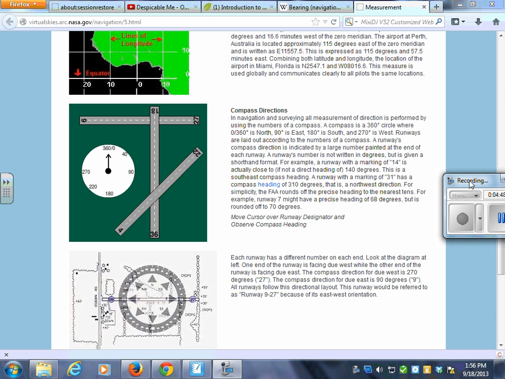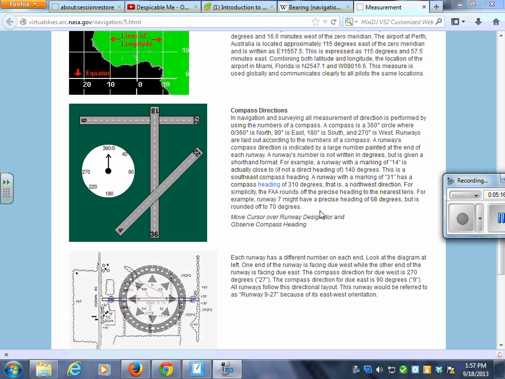For example, a runway with a marking of 14 is actually close to, if not a direct heading of 140 degrees. Your runway number tells you what direction you're taking off or landing. This is a southeast compass heading. A runway with a marking of 31 has a compass heading of 310 degrees. That is a northwest direction. For simplicity, the FAA, Federal Aviation, rounds off the precise heading to the nearest tens.